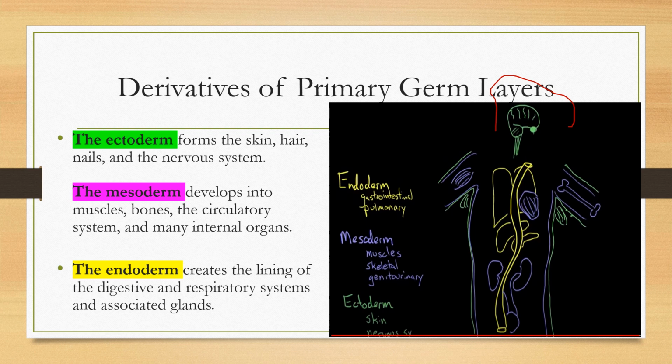And lastly, we have the endoderm, which is the innermost layer, and it forms the lining of our digestive system, respiratory system, and associated glands. You can see the esophagus, and so on.